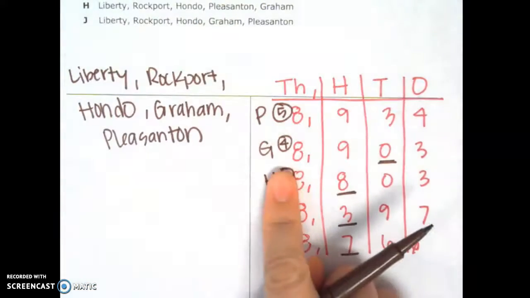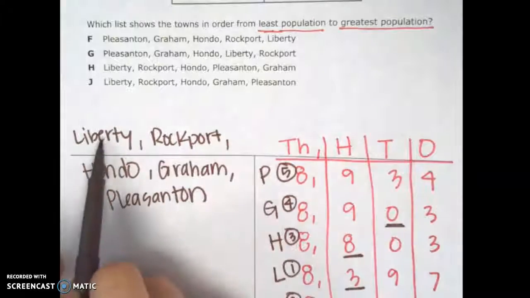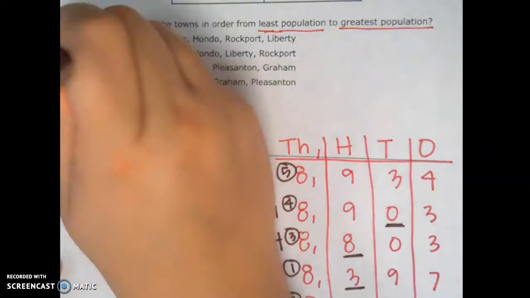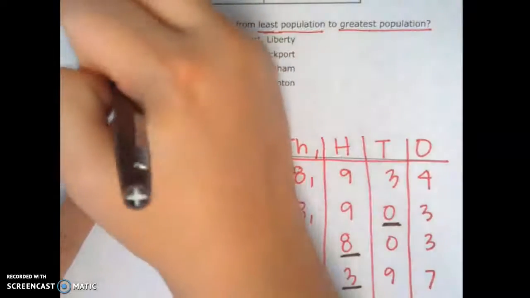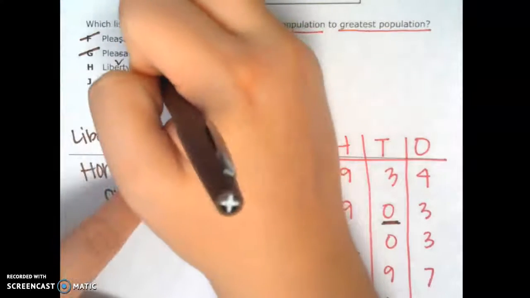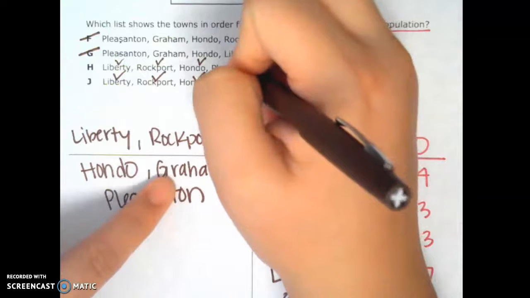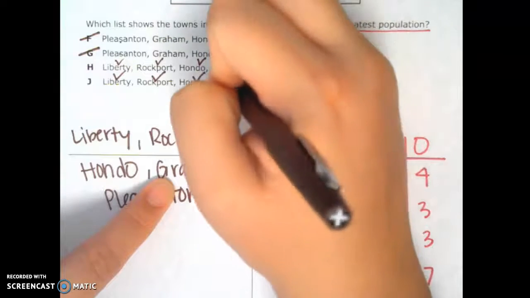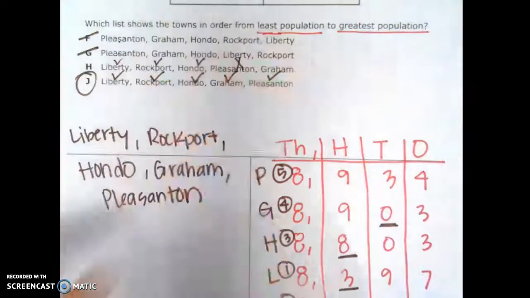So that's the order that I'm looking for in my answer. Liberty first. That has Pleasanton, Pleasanton. That cannot be your answer. Liberty, Liberty. That works. Rockport, Rockport. That works. Hondo, Hondo. Graham, Pleasanton, Graham. And just to double check, Pleasanton is last. Your correct answer is J.